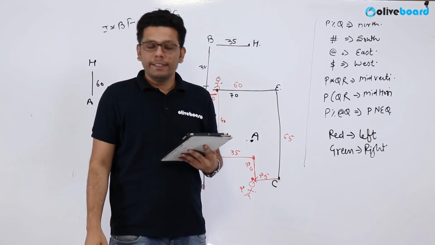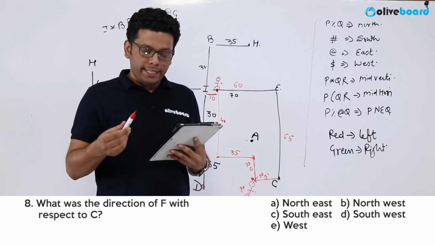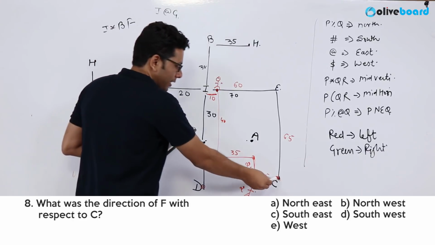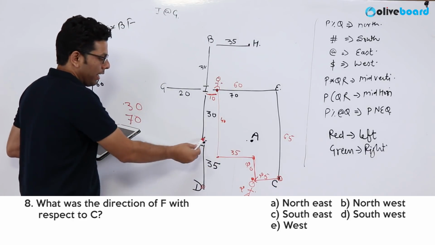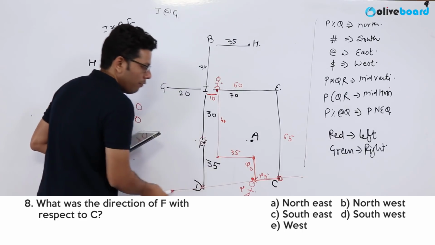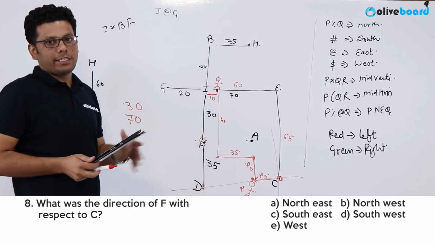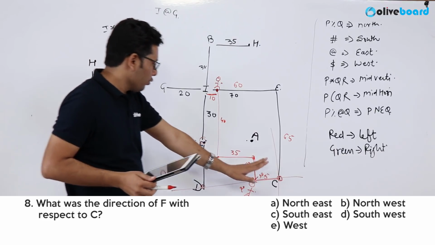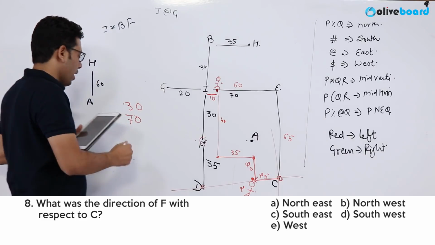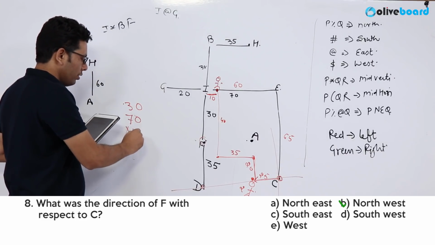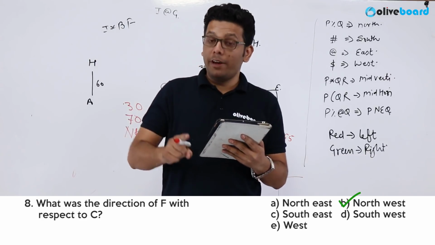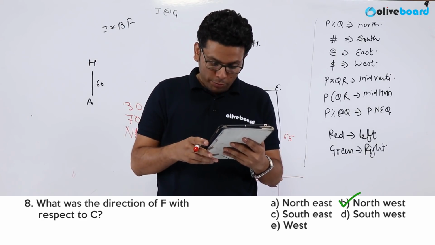Next question is, in which direction is F with respect to C? F with respect to C. This is your C and this is your F. So F lies in which direction? For any direction you can just make the quadrant. So this point lies into the north and west. So your answer would be the north west. So answer is the north west. That is your second option.